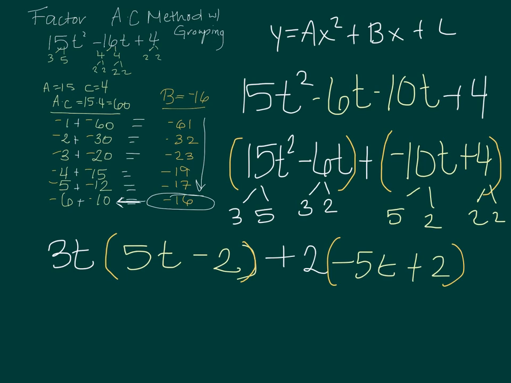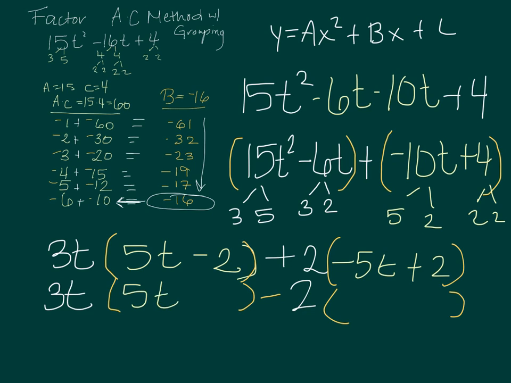So now, what does this give us? Actually, what I'm looking for is to have inside the parentheses the exact same thing. Right here, what I notice is that I've got a positive 5t and a negative 5t, a negative 2 and a positive 2. So if I pull a negative out of this, I'm going to have the exact same thing in parentheses there. So I'm going to go ahead and do that. I'm going to rewrite, everything will be the same, except for, I'm going to make this a negative right there. Okay?